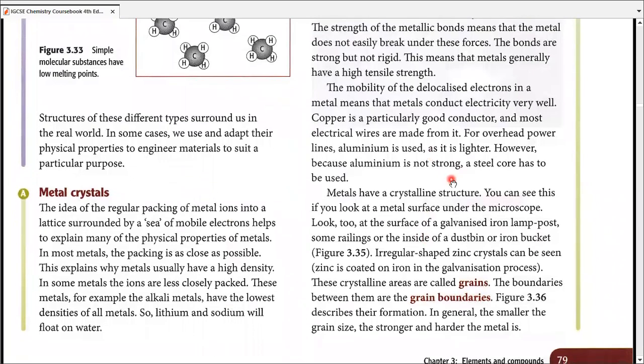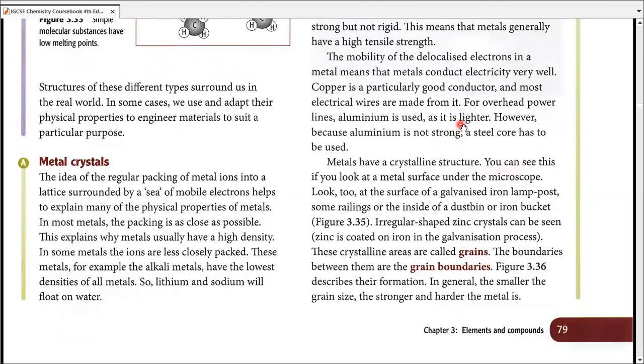Now, the movement of delocalized electrons means that metals conduct electricity very well. Copper is a particularly good conductor, and we use copper for domestic wiring. However, for overhead power lines, aluminum is used because it's lighter. Aluminum is not strong enough, so we use a steel core.